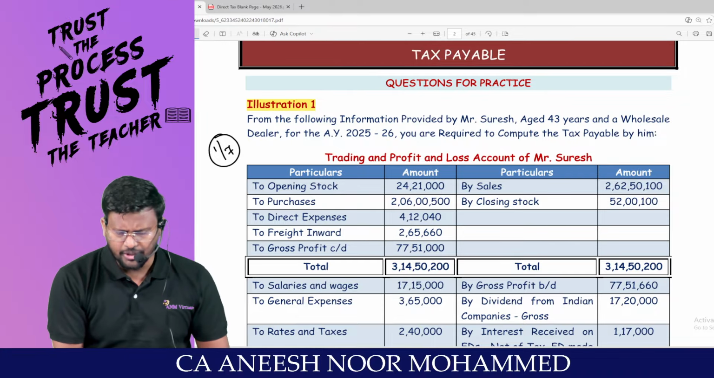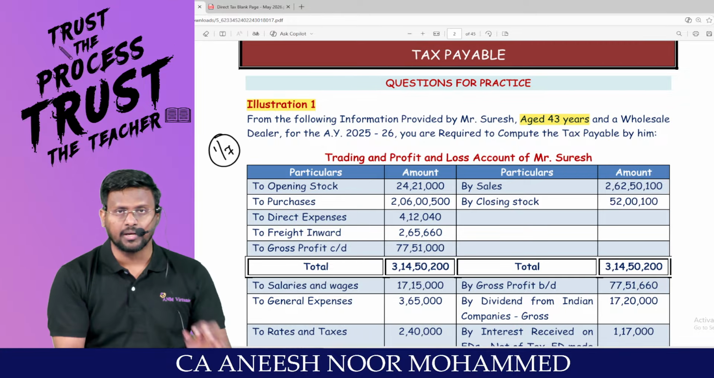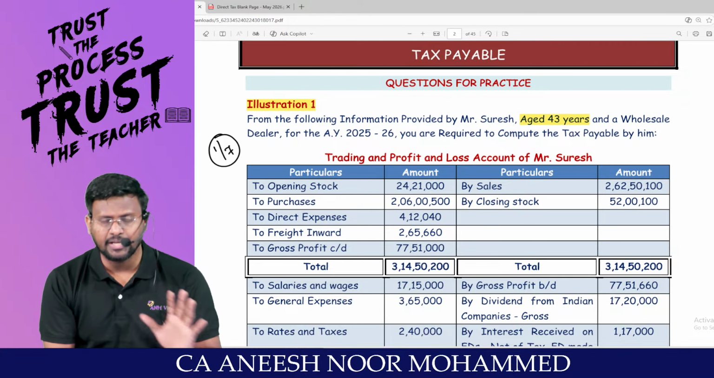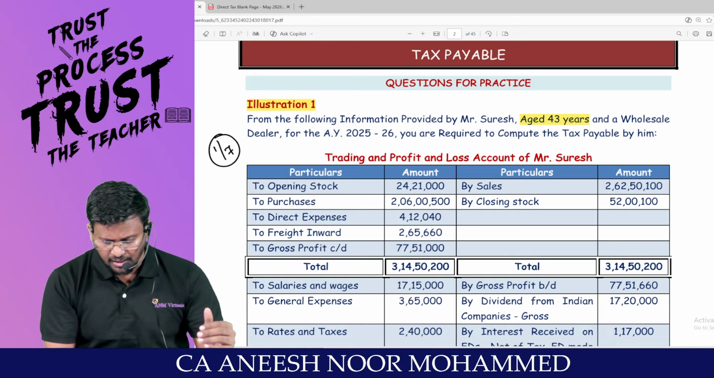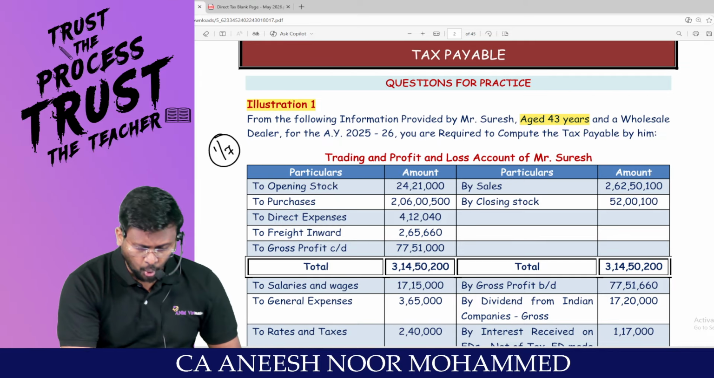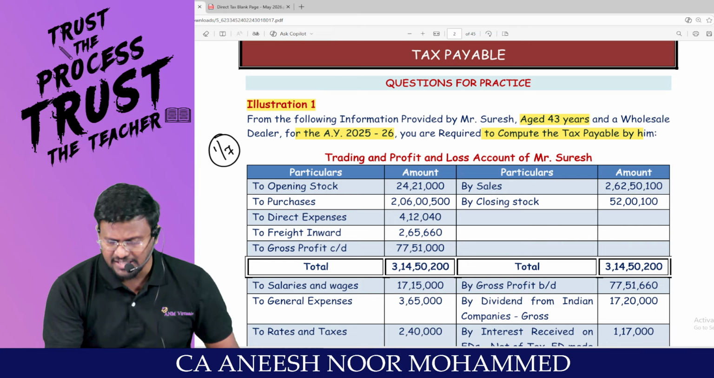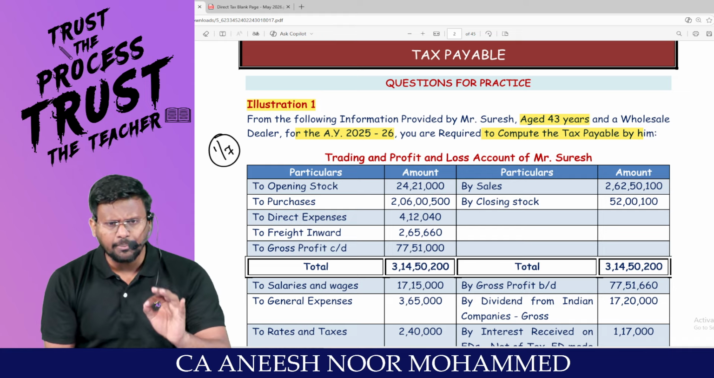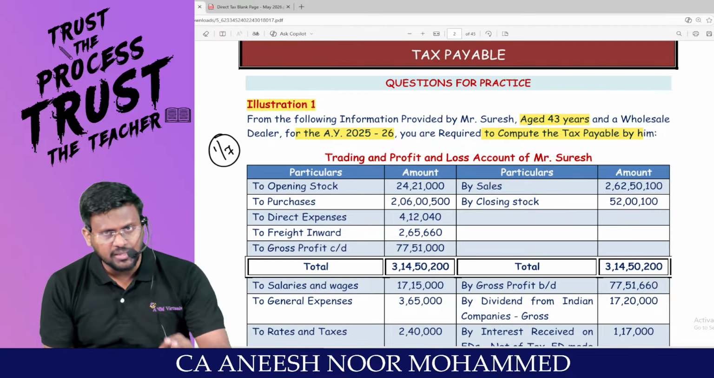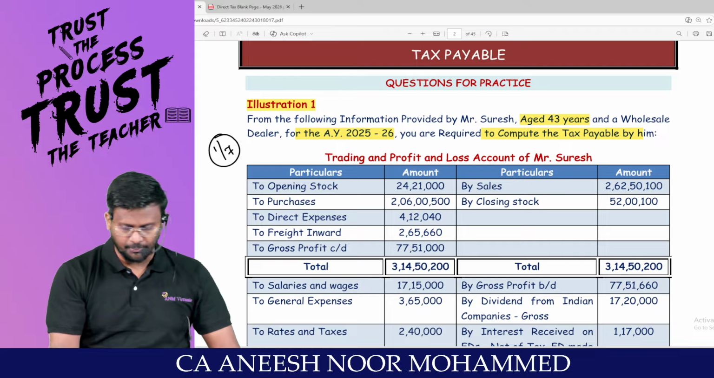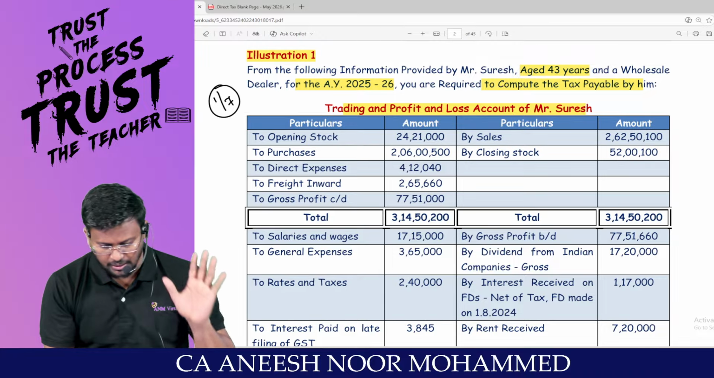From the following information provided by Mr. Suresh, aged 43 years. Always when you are reading the question, please mark the age to determine whether that person is a normal person, senior citizen or super senior citizen. And wholesale dealer for the assessment year 25-26, you are required to compute the tax payable by him. Without computing the total income, we can't compute the tax payable. That means first we are supposed to compute the total income. For that only, the trading P&L account of Mr. Suresh has been given in the question.